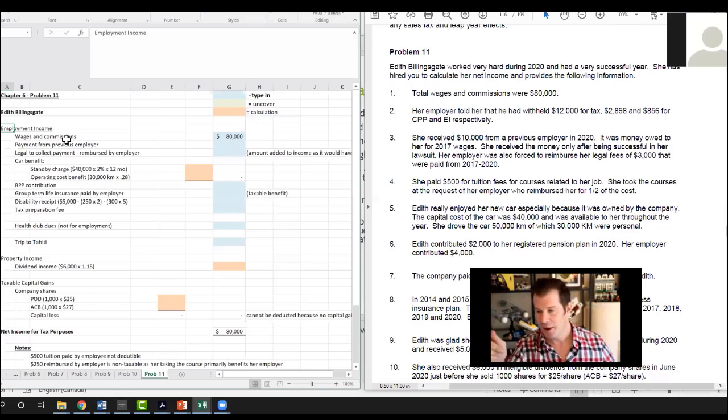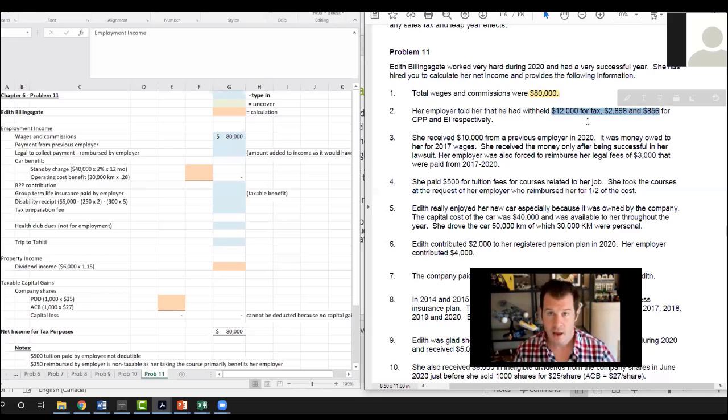So here we go. We got the 80 grand. The next thing that's up here is her employer. So this is an inclusion. Everyone agrees. That's an inclusion. Remember I told you for tax, you just go through all the numbers and figure out, is it in or is it out? Let's see. Her employer told her that he had withheld $12,000 for tax, 2898 and 856 for her CPP and EI respectively. Okay. Do these numbers mean anything for tax purposes? For net income purposes, pardon me. Do we have to do anything with those?